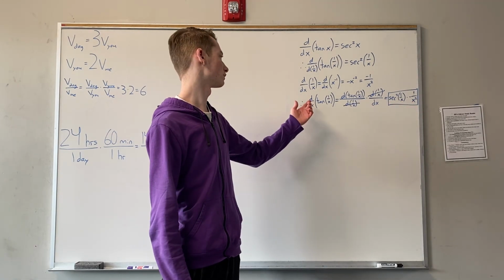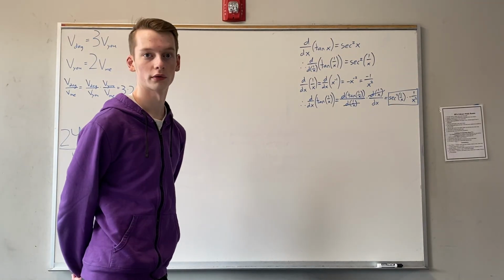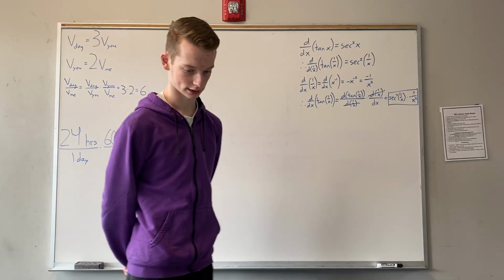And so the derivative of tangent of 1 over x with respect to x is secant squared of 1 over x times negative 1 over x squared. That's the idea. Let's do some practice problems.